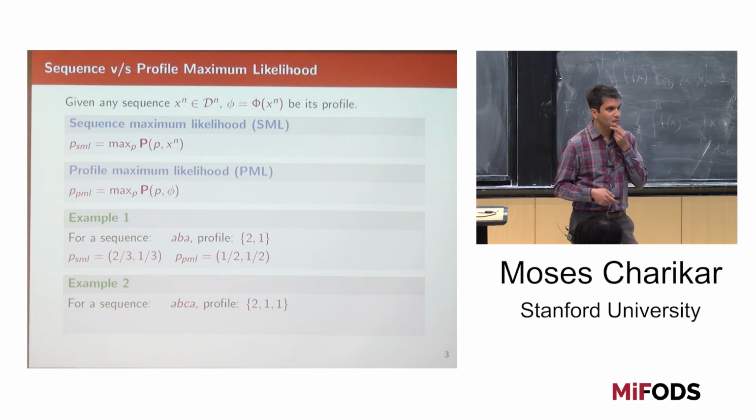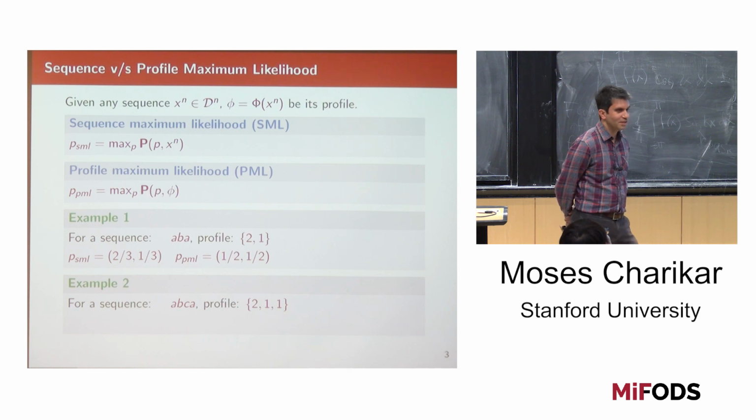What if we had A, B, C, A? So one element appeared twice, one element appeared once, and one element appeared once. And what do you think? Well, we know what the sequence maximum likelihood is, just the empirical distribution. It's going to be half, 1/4, 1/4, right? What do you think the profile maximum likelihood is? So this one is really surprising, even more surprising than the previous one.